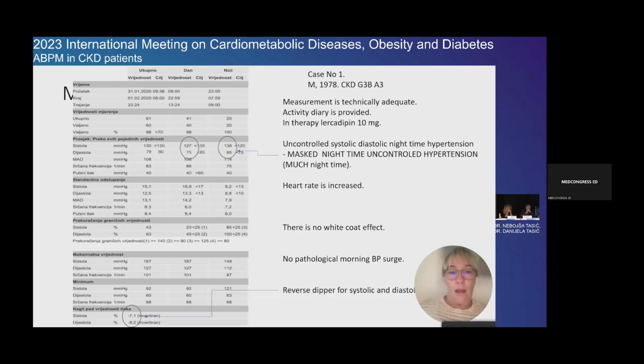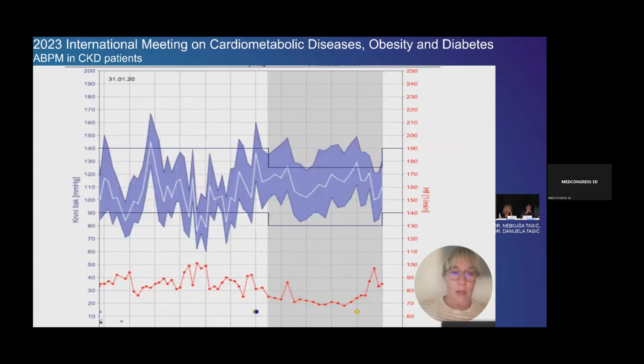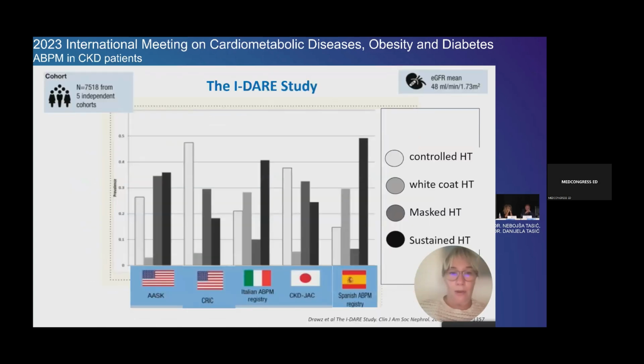He also has an obviously reverse dipping pattern, and heart rate is also like this. This is a graphical example of the same ABPM finding. According to his diary, he did some household maintenance, and during the night he slept well. This is obviously masked uncontrolled hypertension, which would be missed if we only looked at daytime or overall 24-hour measurements.